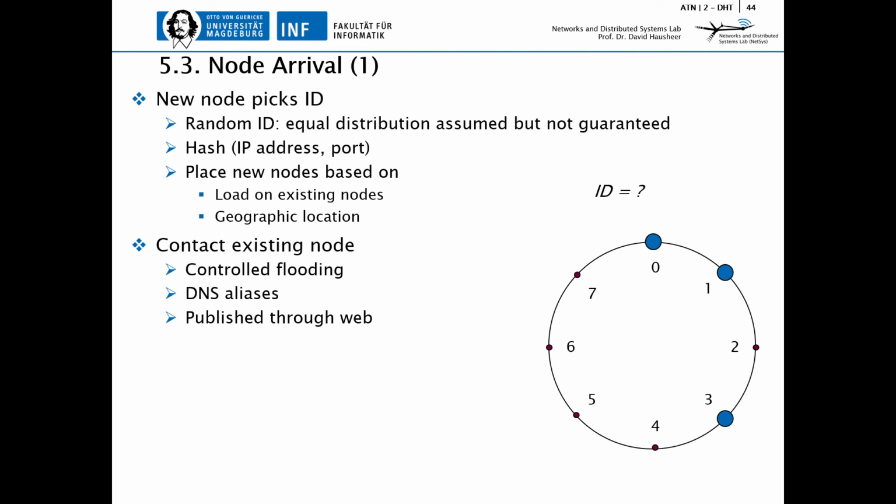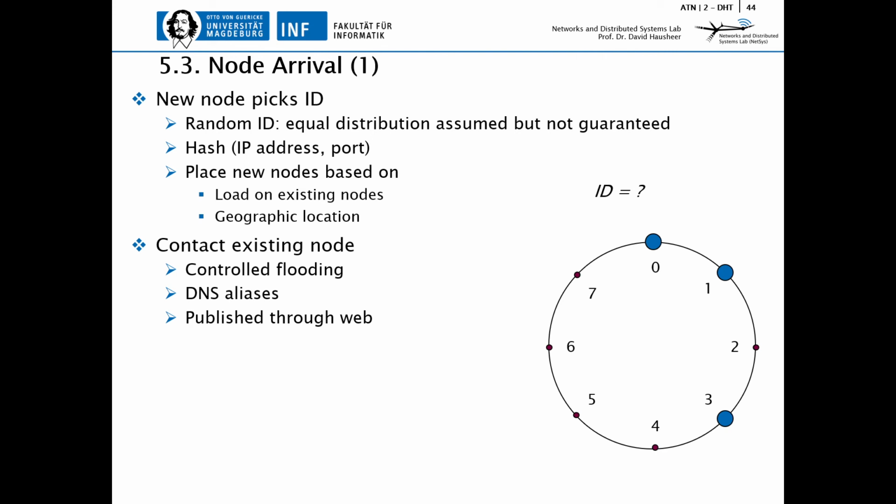Or we can also actively place the new nodes, for example, based on the load of the existing nodes, so that the new node falls in an area where currently a lot of load exists, and so it can easily help take over part of that share of the load. Or it can also be done based on geographic location, for example, to ensure that the overlay network is mapped more closely to the actual underlay network.